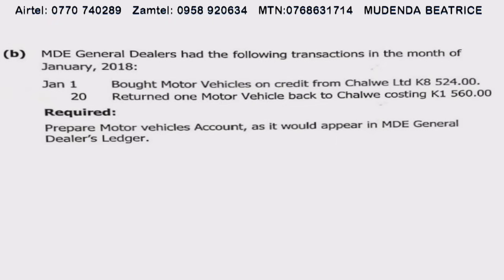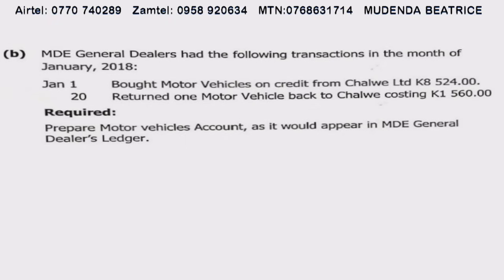It is as follows. MDE General Dealers had the following transactions in the month of January 2018. January 1, bought motor vehicles on credit from Charwe Limited, 8,524 kwacha. On 20th January, returned one motor vehicle back to Charwe, costing 1,560 kwacha. What we are required to do is prepare the motor vehicles account as it would appear in MDE General Dealers' ledger.